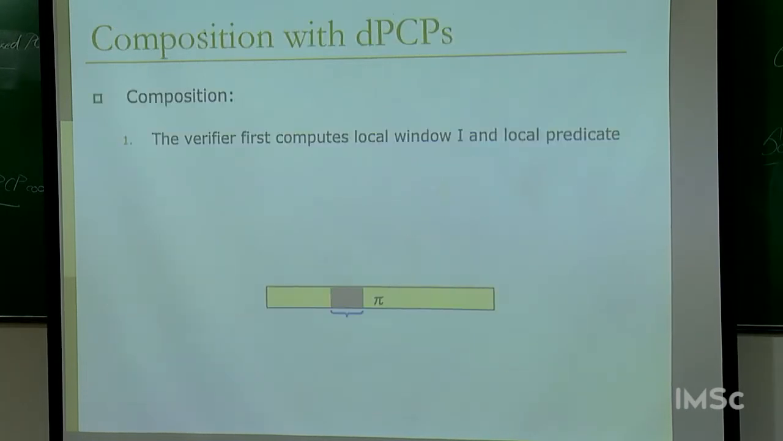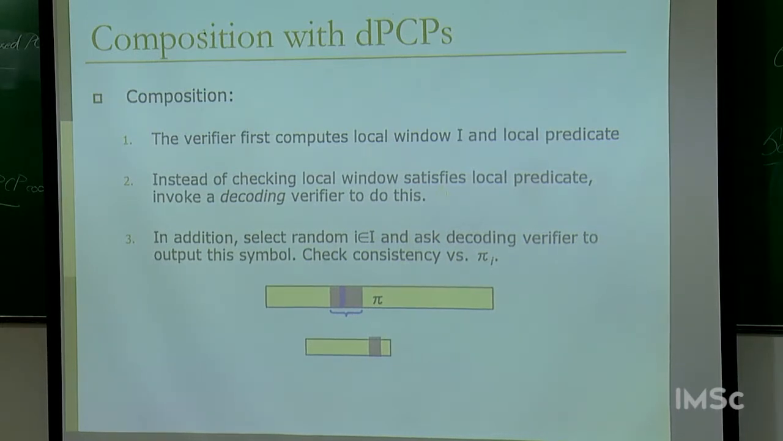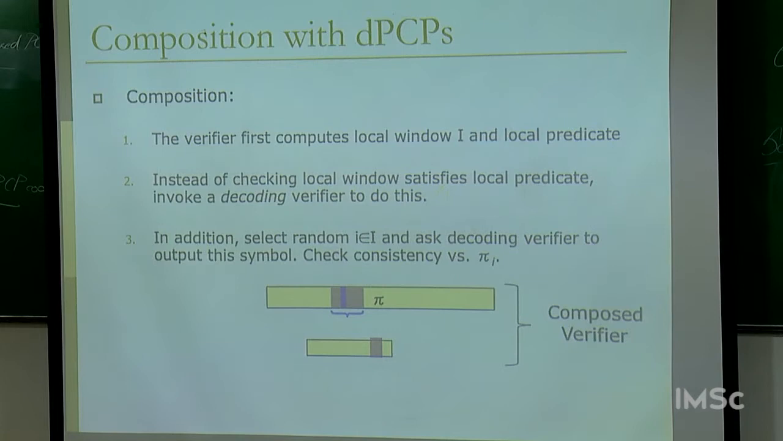Now, how can I do composition with such an object? You will take an outer proof, and I want to check that this local view satisfies a particular predicate. So instead, I'm going to use an inner proof and read a very small local view in the inner proof, and expect it to decode a symbol of the outer proof. Then I read that symbol in the outer proof, just that symbol, instead of reading the outer proof in its entirety, and check that the consistency is passed. And that's the entire composed verifier.